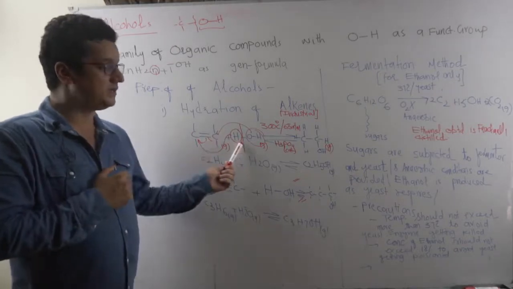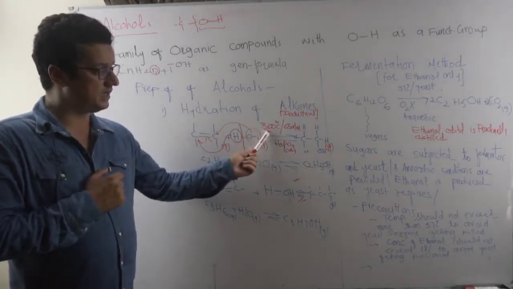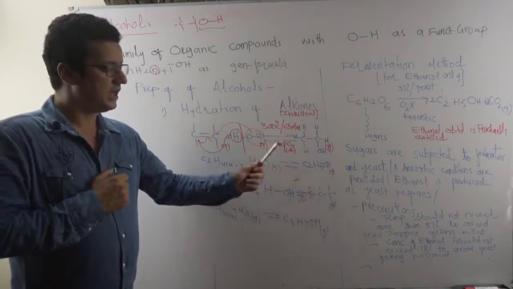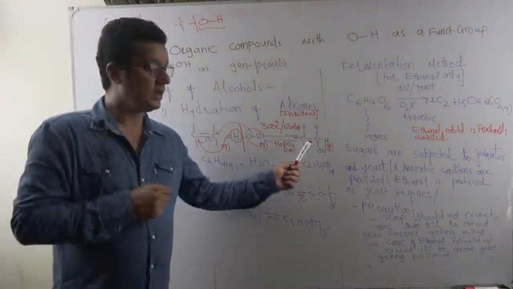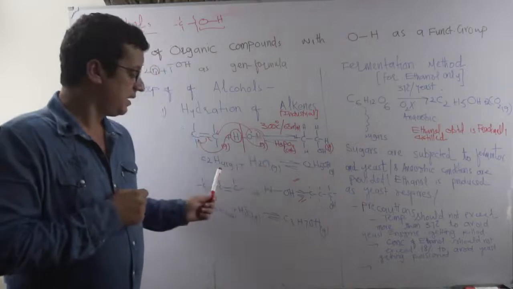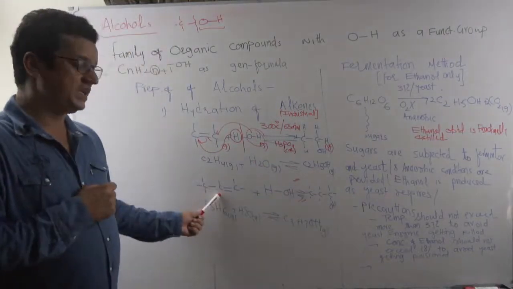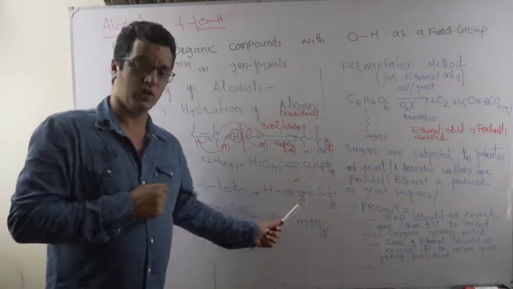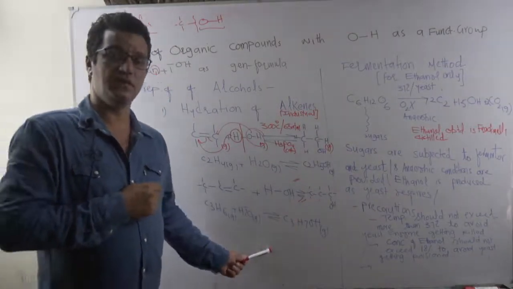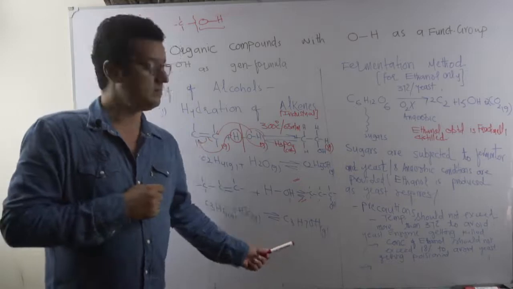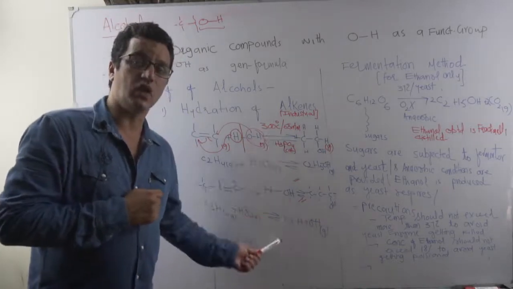Industrial method, easy to remember. Ethene and steam when they react in the conditions 300 degrees Celsius, 65 atm pressure, H3PO4 as catalyst, provide what? Ethanol. Ethene, steam, ethanol. Propene, steam, propanol. Butene, steam, butanol. Pentene, steam, pentanol. So varieties of alcohols can be prepared.